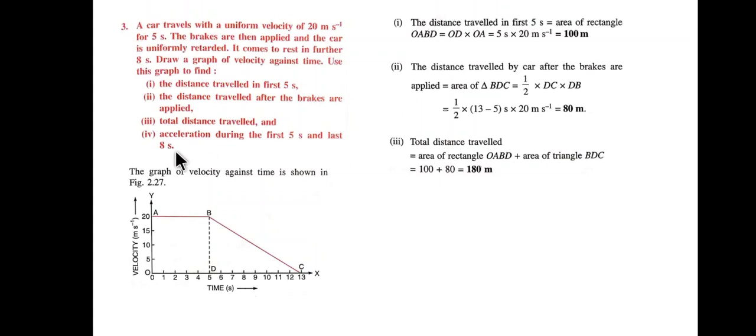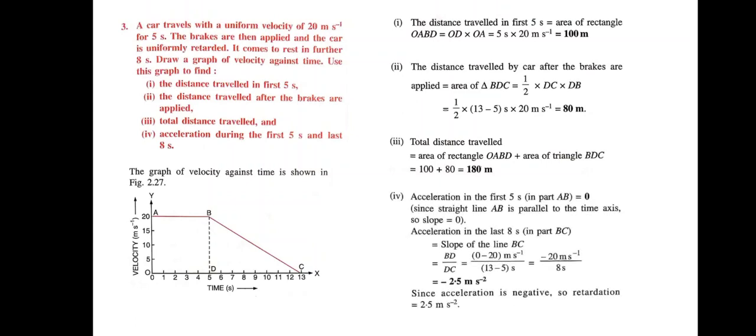And fourthly, we have to find the acceleration during the first 5 seconds and the last 8 seconds. In the first 5 seconds, as we can see, the speed, or the velocity, is constant or uniform. There is no acceleration. So acceleration in the first 5 seconds is 0, because the velocity is uniform. And acceleration in the last 8 seconds, in this portion, is negative because here we can see it is negatively inclined.